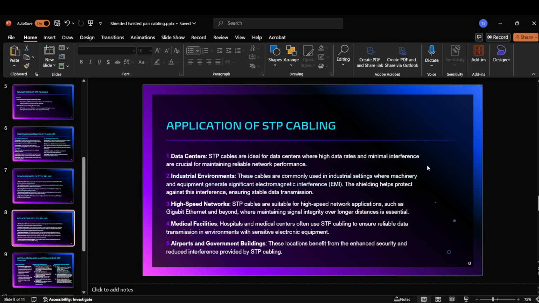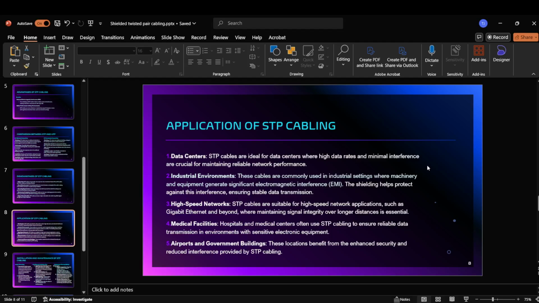Now, the applications of STP cabling. The first application is data centers. STP cables are ideal for data centers where high data rates and minimal interference are crucial for reliable network performance.